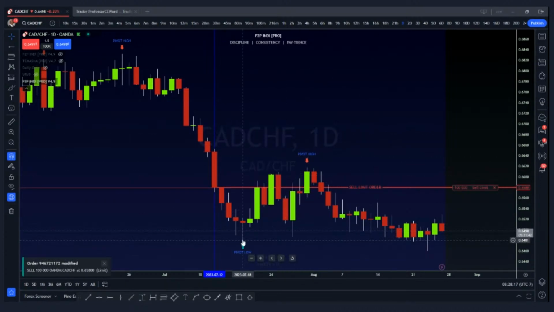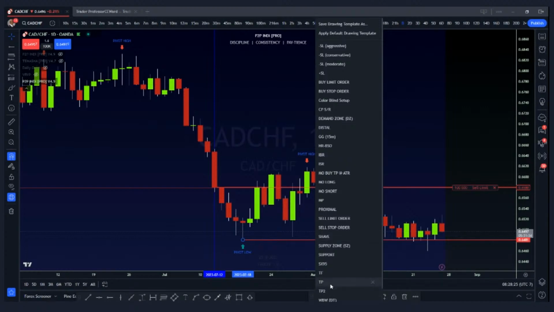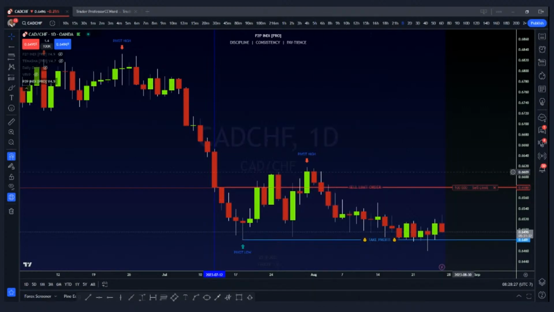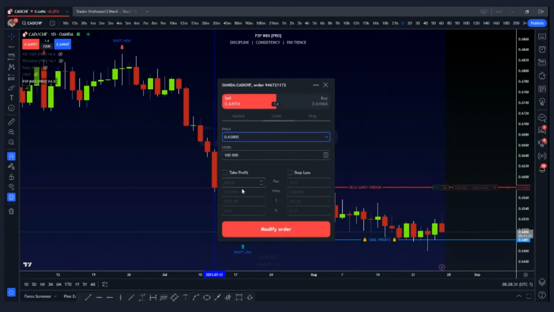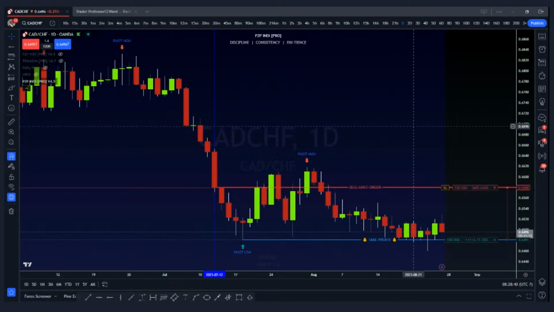Since this is the only pivot low I can see, because there's no more information, I'm just going to use that as my TP. And 64.81 is where I'm going to get out at, and I'll make 1,100 bucks. There we go. Bam. Done with the trade.